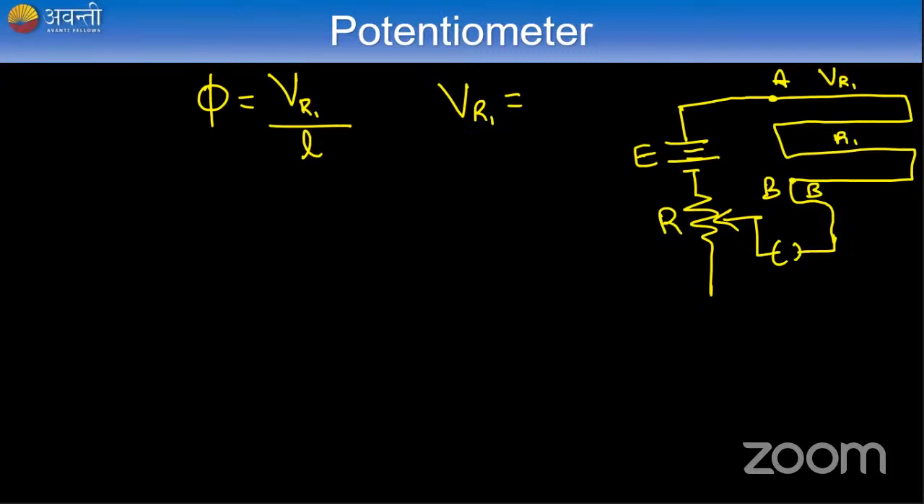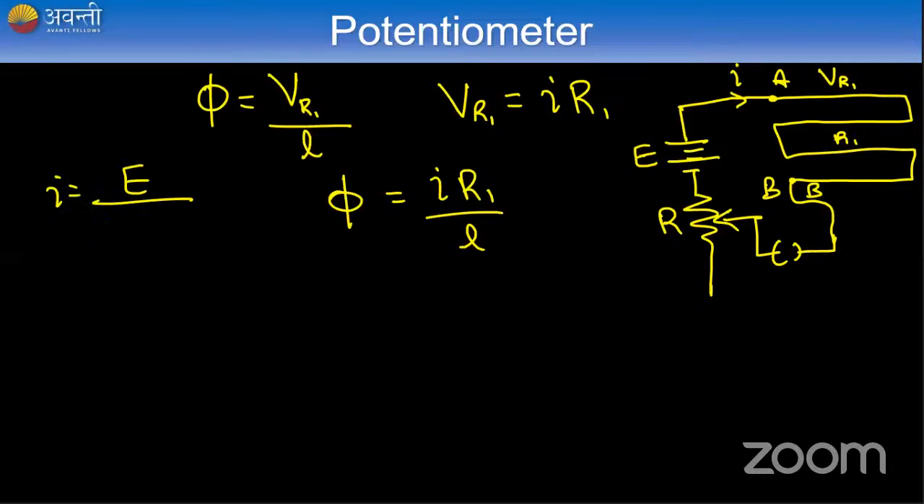Again, from Ohm's law, VR1 is nothing but I into R1. Now, on substituting the value of VR1, we will get phi is equals to, what is phi, guys? Phi is I R1 upon L. Now, if we substitute the value of I, which we calculated in the previous slide, that is I is equals to E by R plus R1.